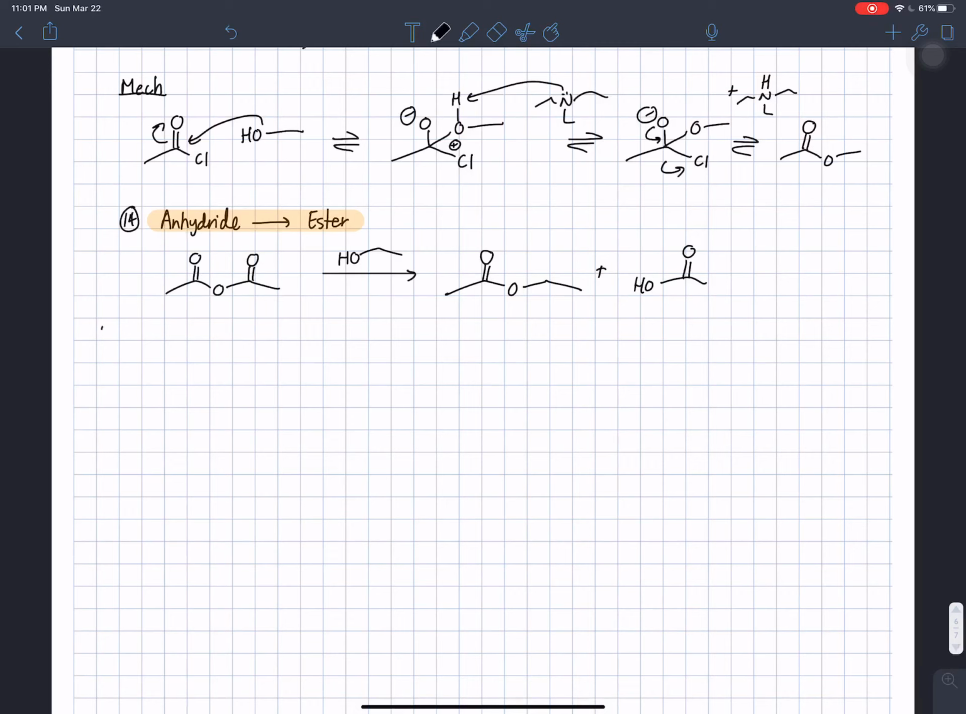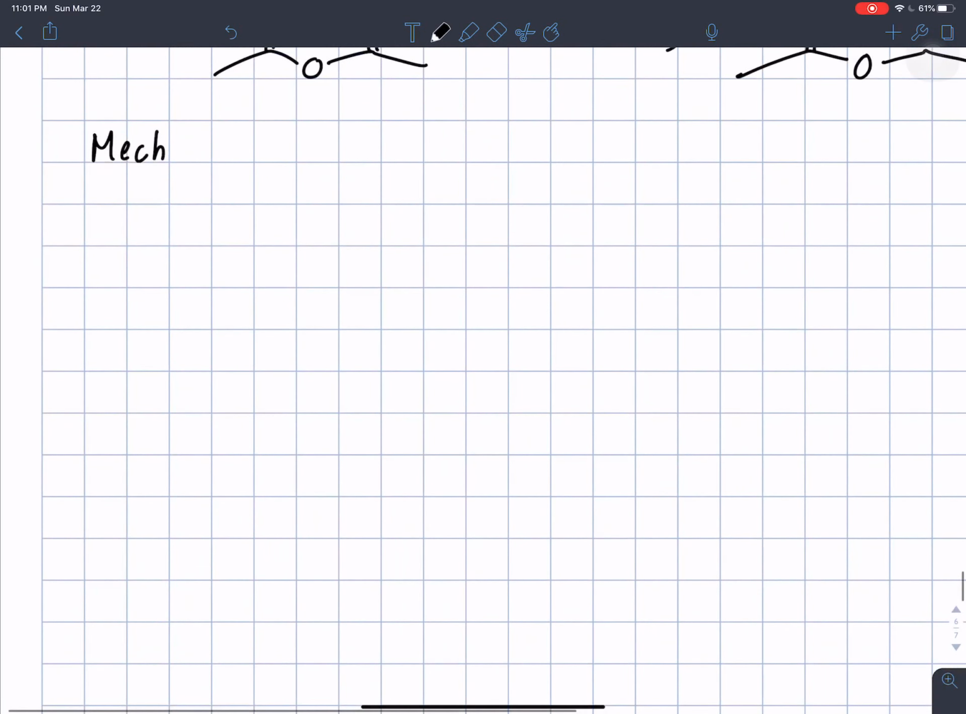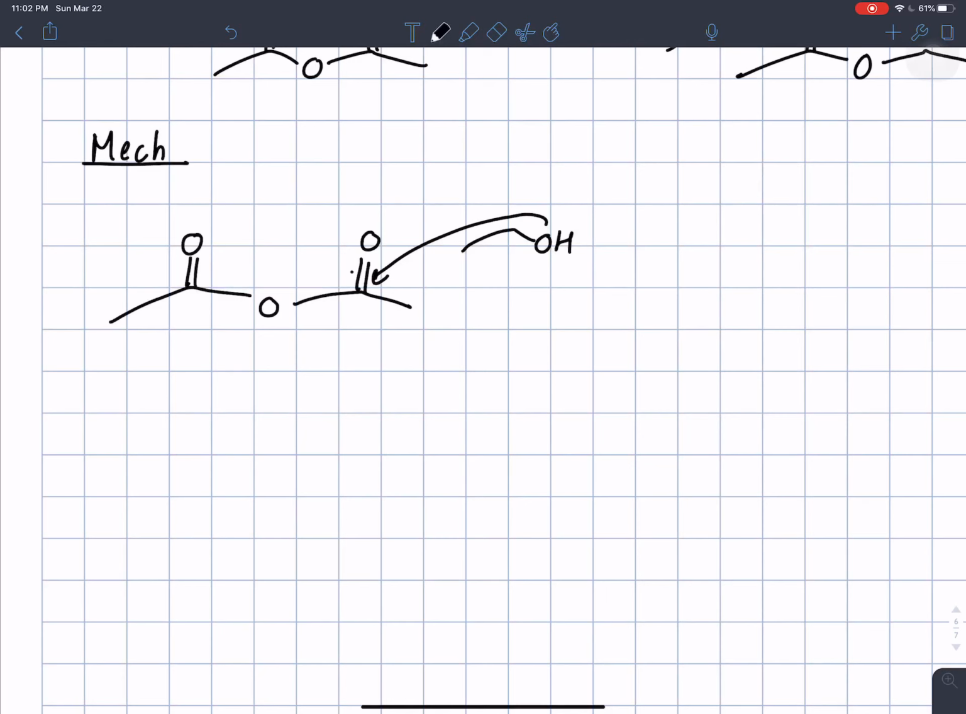Looking at the mechanism for this one, very similar to all the stuff we've been doing. You have this anhydride, and you have this ethanol, so this will attack this spot. This goes up.